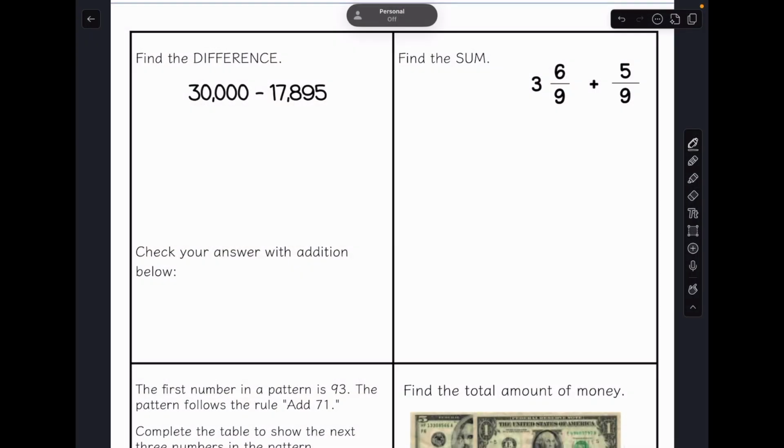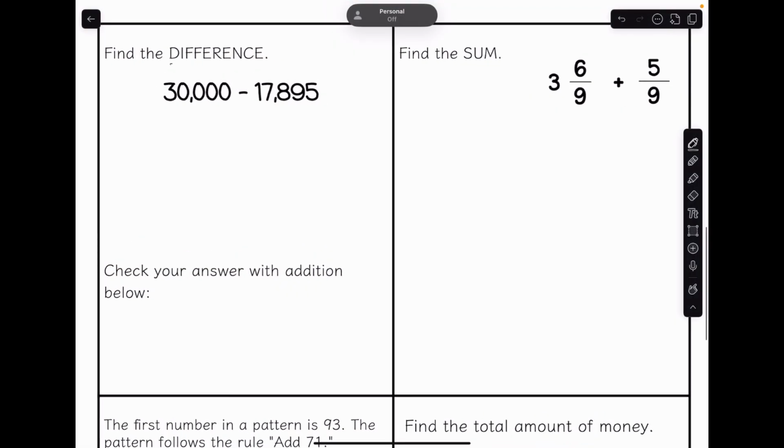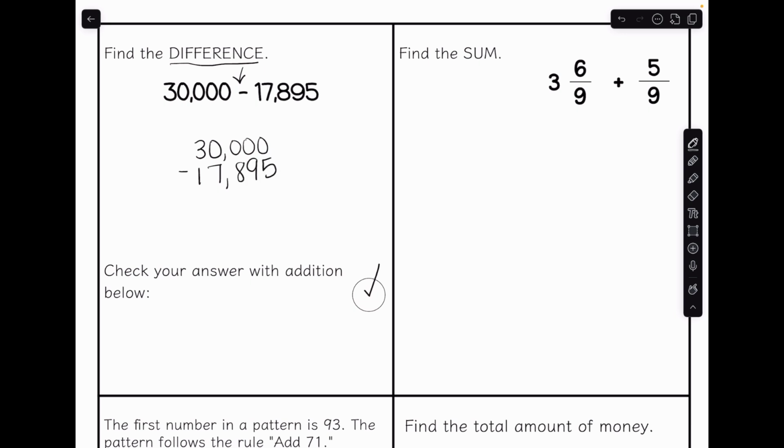All right, our next question is find the difference. We know that that's subtracting. And then it says to check your answer below with addition. All right, so this one, we're going to go ahead and review because we haven't seen a problem like this in a while. Okay, we have 30,000 minus 17,895. Okay, I know we're not supposed to say it, but bigger bottom, better borrow.